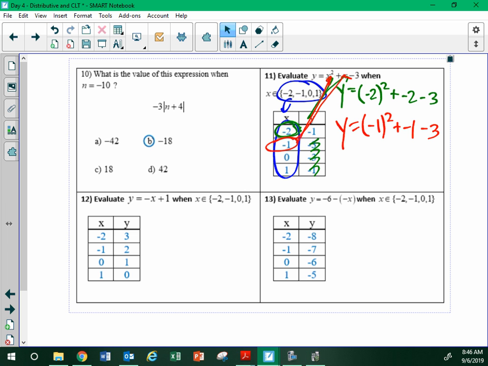So we're going to go ahead and transition to our mini quiz. So clear off your desk, but keep out the calculator.